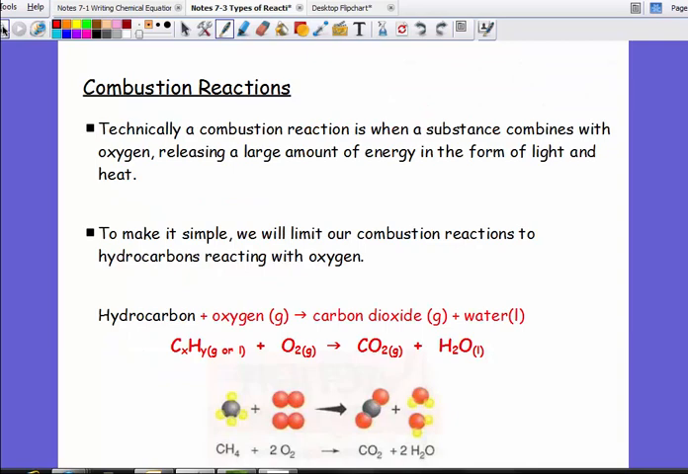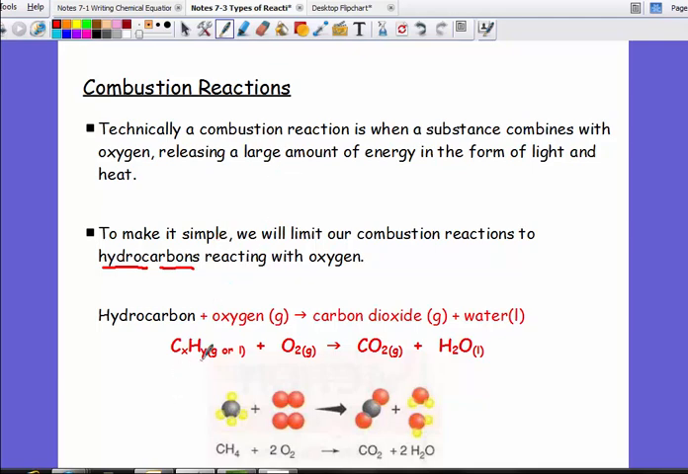The last type of reaction is a combustion reaction. Technically, a combustion reaction is when a substance combines with oxygen and gives off a large amount of energy in the form of light and heat. For this class, we're going to simplify it a little bit, and we're going to limit our combustion reactions to just hydrocarbons reacting with oxygen. Hydrocarbons are nothing more than covalent substances that contain hydrogen and carbon. Whenever we have combustion reactions, we have a hydrocarbon plus oxygen gas, giving us carbon dioxide gas plus water.